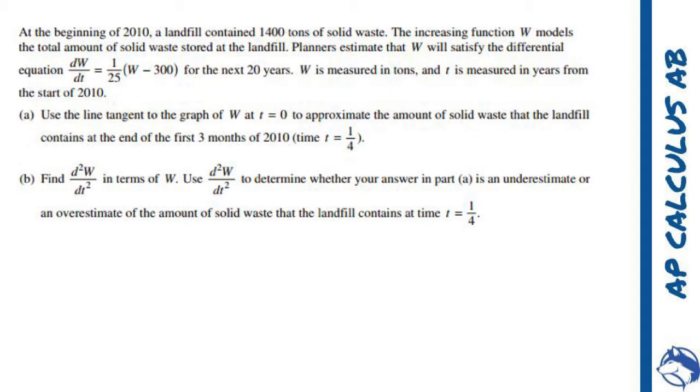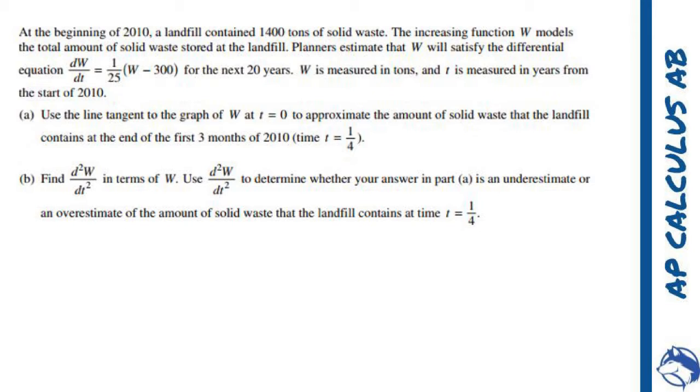So for part A, we're going to use the tangent line to the graph of W at t equals 0 to approximate the amount of solid waste that the landfill contains at the end of the first 3 months. So this would be when time is equal to 1/4. The way that we're going to do that is we are going to find our slope. So dW/dt is the slope of our tangent line here.